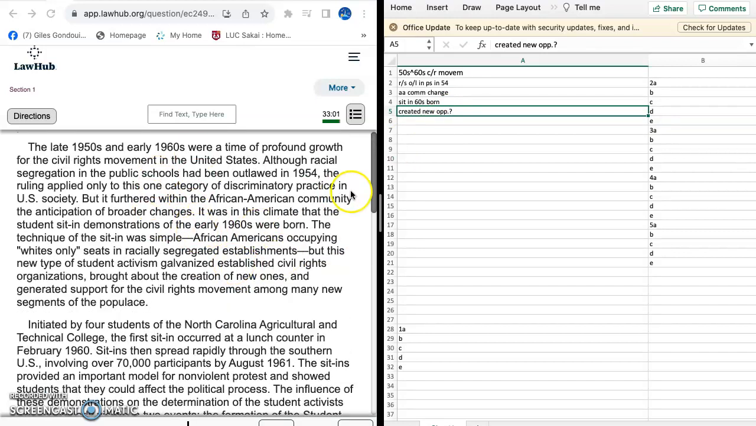So right now that's the first paragraph. I took some notes. I'm not saying that these are going to be the answers, or that this will even be a question at all on the law school admissions test, like what year did the sit-in start? But just to gather some quick details, I went ahead and put in some key notes here. So 50s-60s civil rights movement started. Racial segregation outlawed in public schools in 54. The African American community decided to do a change. The sit-in started in the 60s, and this created new opportunities. That's what I have so far.